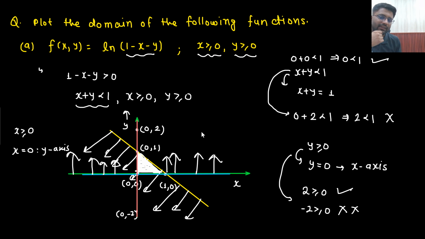Now I need to check the point. Let's take any point here, say x equals to 2, y equals to 4. Just put this point here. X is 2. 2 greater than or equals to 0. Is it acceptable? Yes. That means this much region will be accepted.